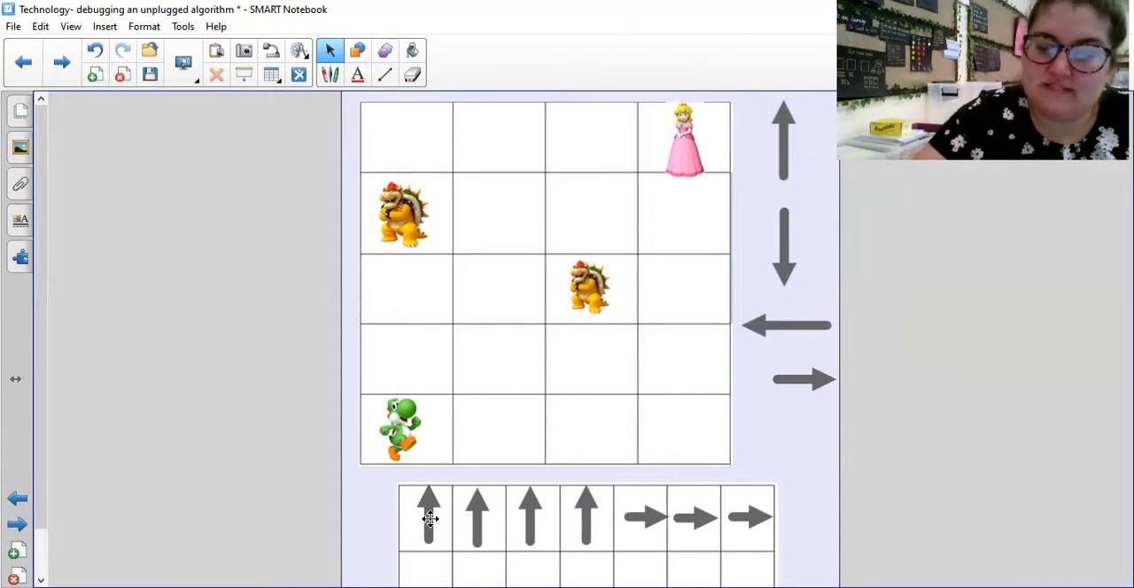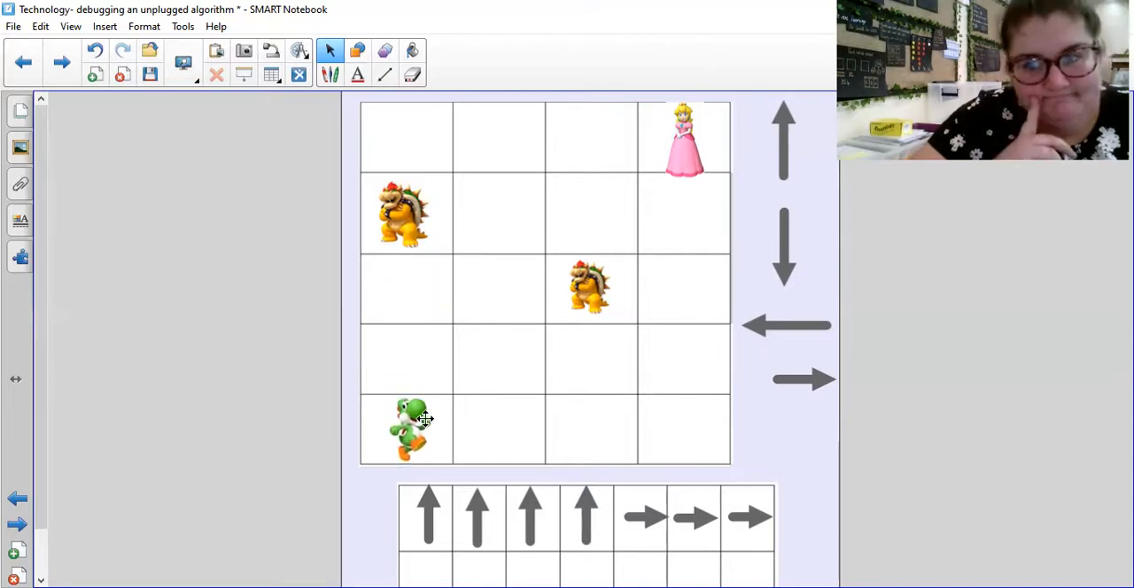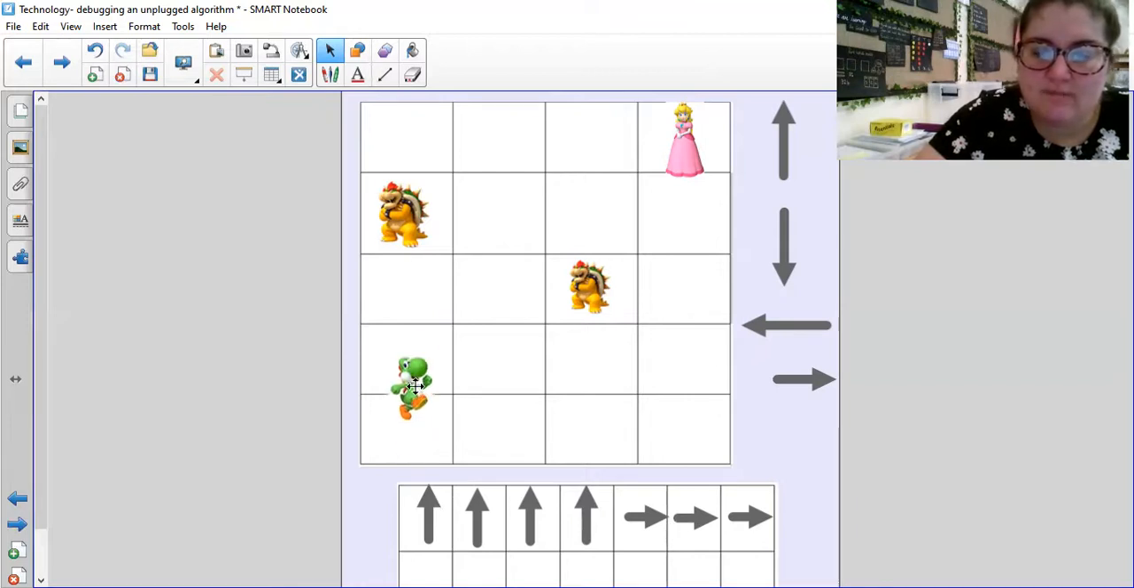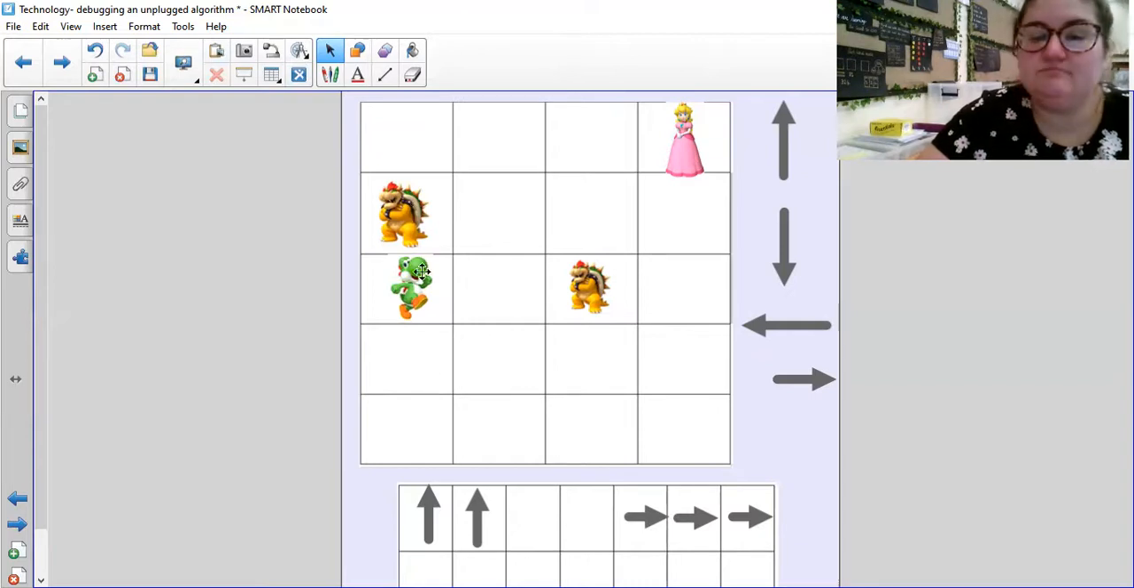I'm being told that I need to move up 1, 2, 3, 4 times. Let's see if I can do it. 1, 2, 3. Oh dear, I've bumped into Bowser. Goodness me. I don't think I can do that. So I've spotted an error because I can only move up twice. So I can't even complete these 2 instructions as part of the algorithm. I can't do them because I'm going to bump into Bowser.